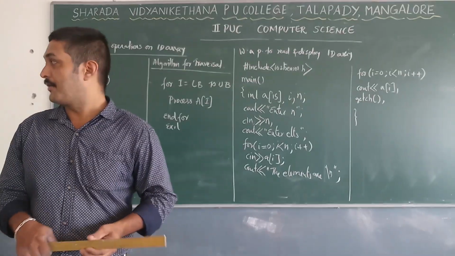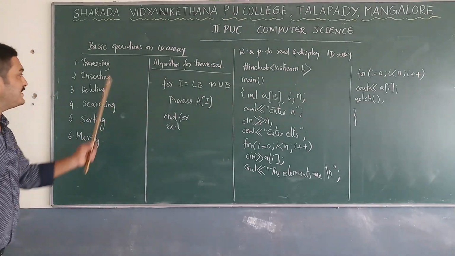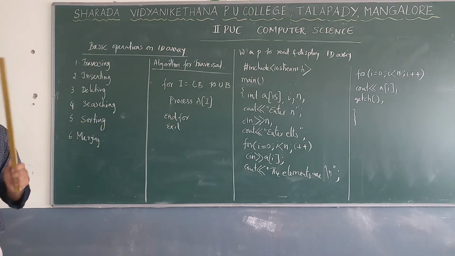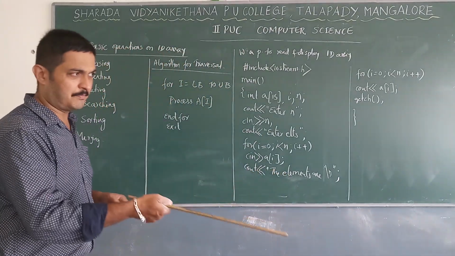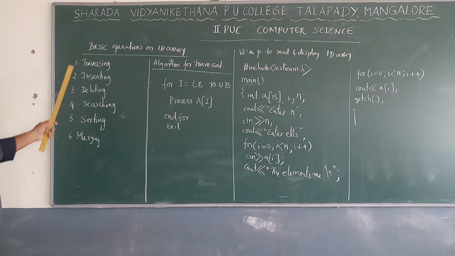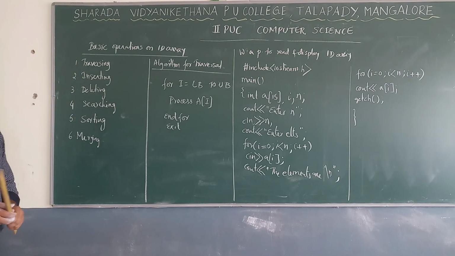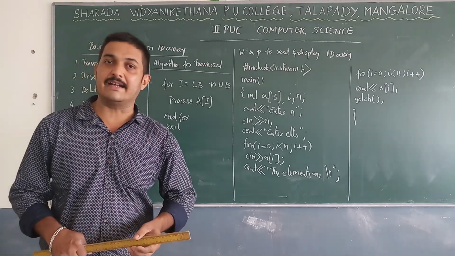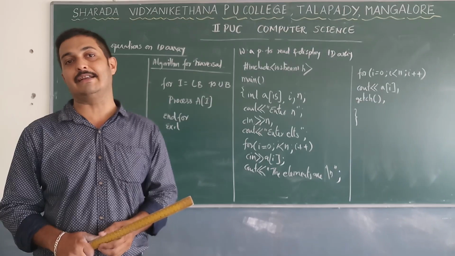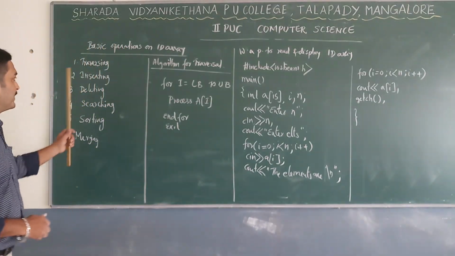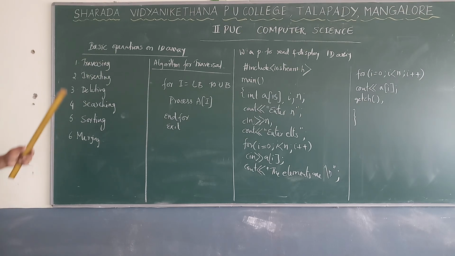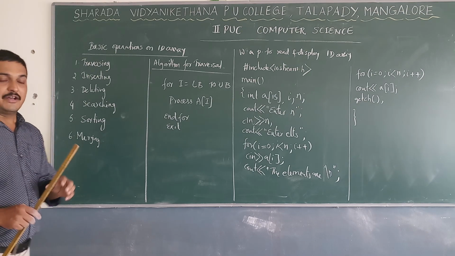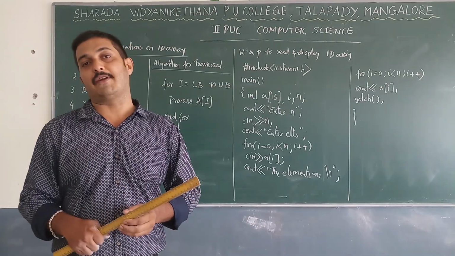Next, basic operations on a one-dimensional array. These are almost similar to the basic operations on linear data structures that we already studied a few minutes back. Here, the first one is traversal. Traversal means visiting all the elements exactly once, or passing through all the elements exactly once. Second one is inserting. Inserting means inserting a new element into the list or group of elements, or into an array. Next, deleting. Deleting means removing an already existing element from the array.